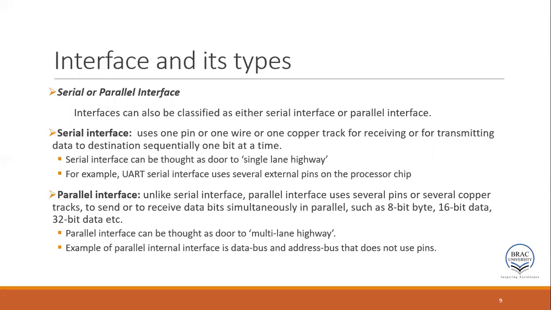In case of parallel interface, unlike serial interface, it doesn't use only one wire or one pin. It uses several pins or several wires between the transmitting and destination end to send or receive bits simultaneously in parallel. These bits can be 8-bit or 16-bit or 32-bit. Parallel interface can be thought of as a multi-lane highway. I will discuss serial and parallel interface in more detail in my next video.